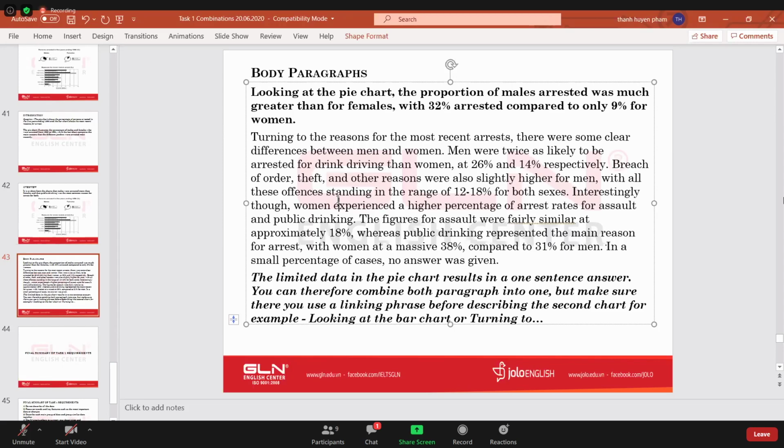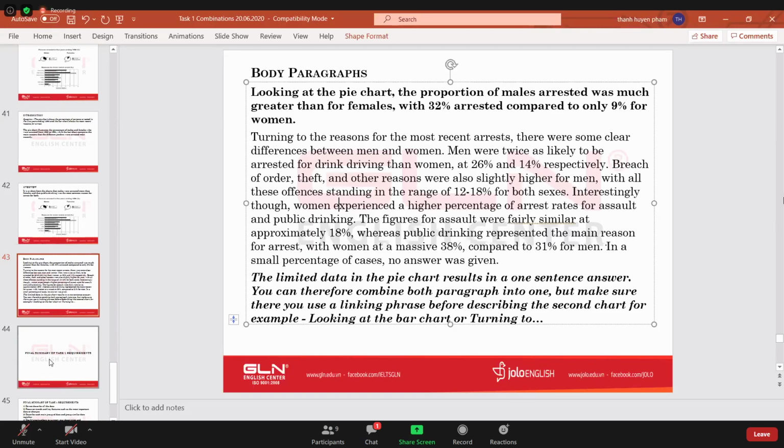So the limited data in the pie chart results in a one-sentence answer. You can, if you wish, combine both paragraphs into one, but make sure you use a linking phrase before describing the second chart. So for example, looking at the bar chart or turning to the bar chart.